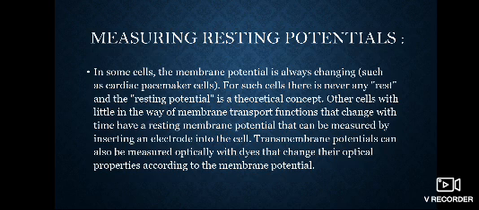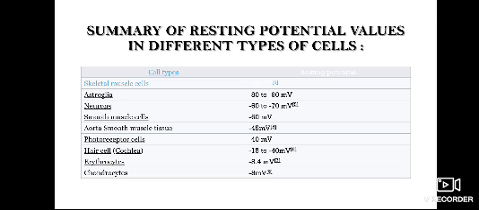In some cells, membrane potential is always changing. For such cells, there is never a rest, and the resting potential is a theoretical concept. Other cells with little in the way of membrane transport functions that change in time have a resting membrane potential that can be measured by inserting an electrode into the cell. Transmembrane potentials can also be measured optically with dyes that change their optical properties according to the membrane potential.